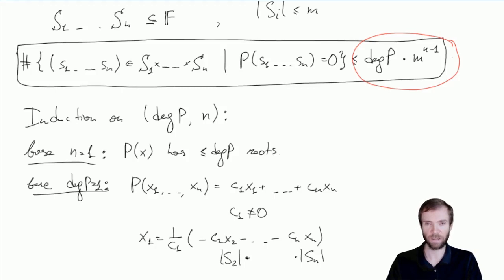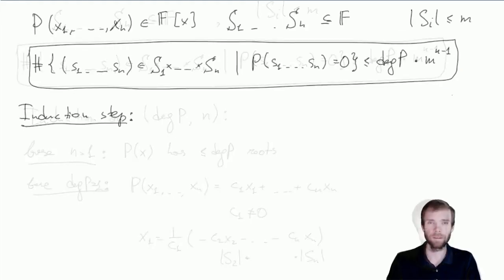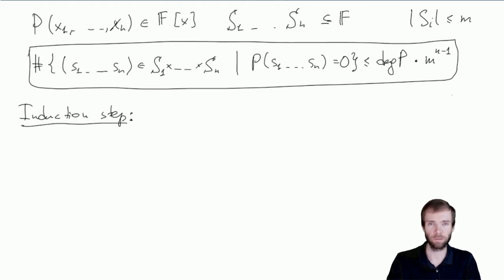Degree of p is in this case 1, and the product of the cardinalities of S2 through Sn does not exceed m to the power of n minus 1. Let's now proceed with the induction step of our proof.